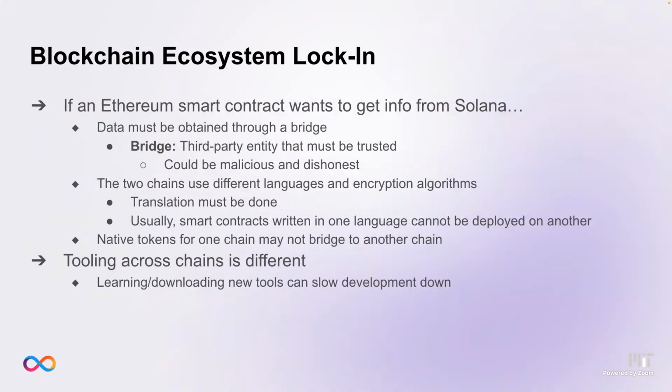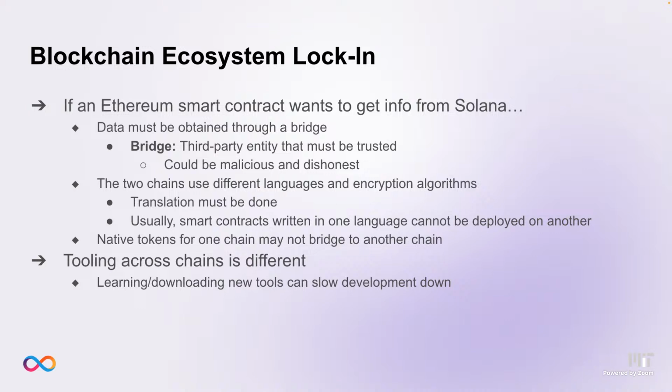So one issue that we see a lot in the blockchain ecosystem is that you get locked into whatever blockchain you pick, you get locked into their ecosystem. So if you have an Ethereum smart contract, but you want to get some information about Solana, you have to use what is known as a bridge to bridge the connection between those two. And that adds an additional layer that could be malicious, it could be dishonest, or it could be exploited.